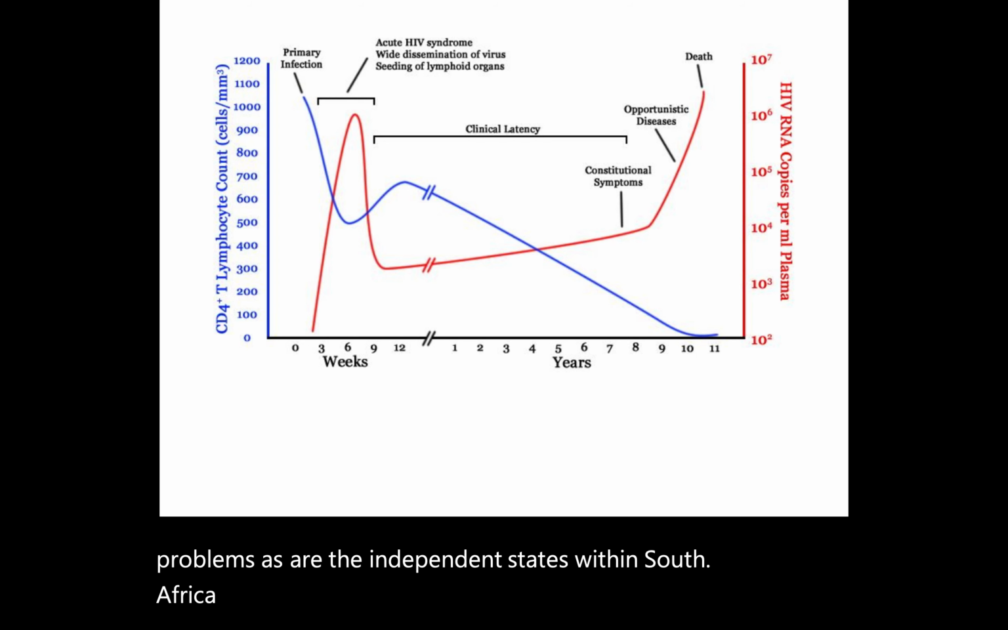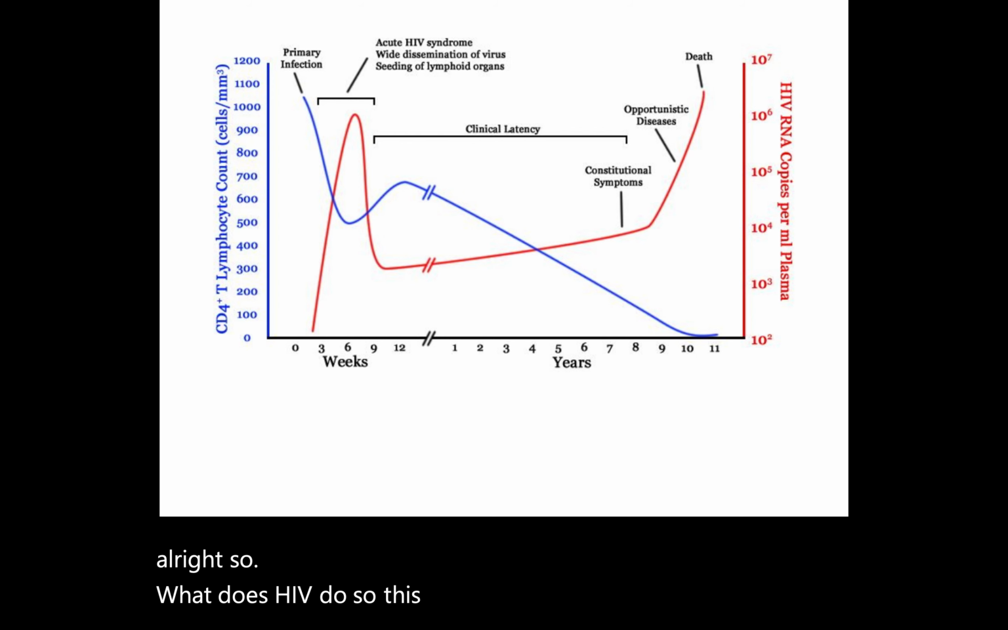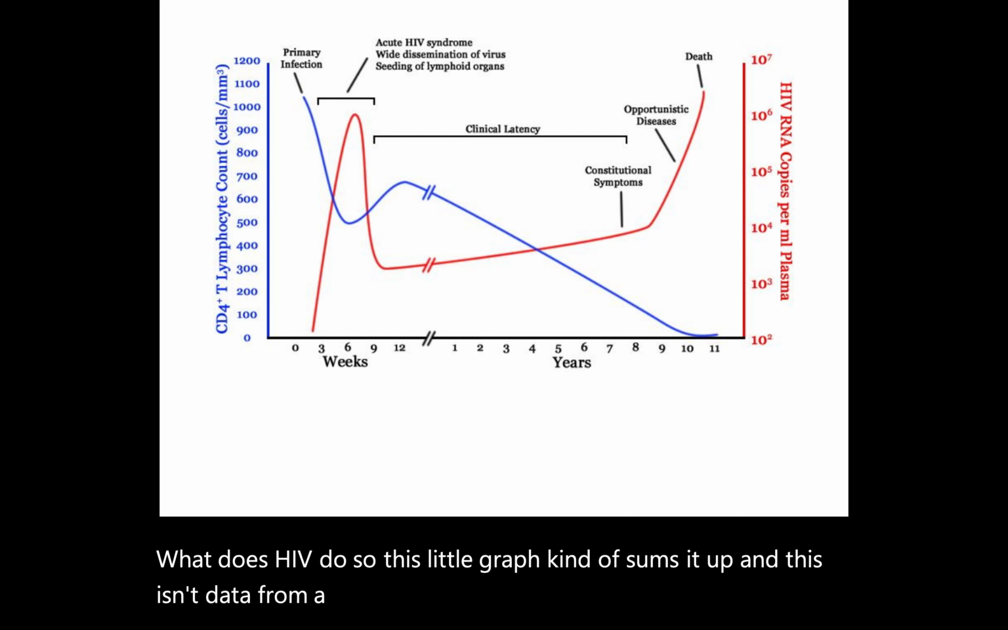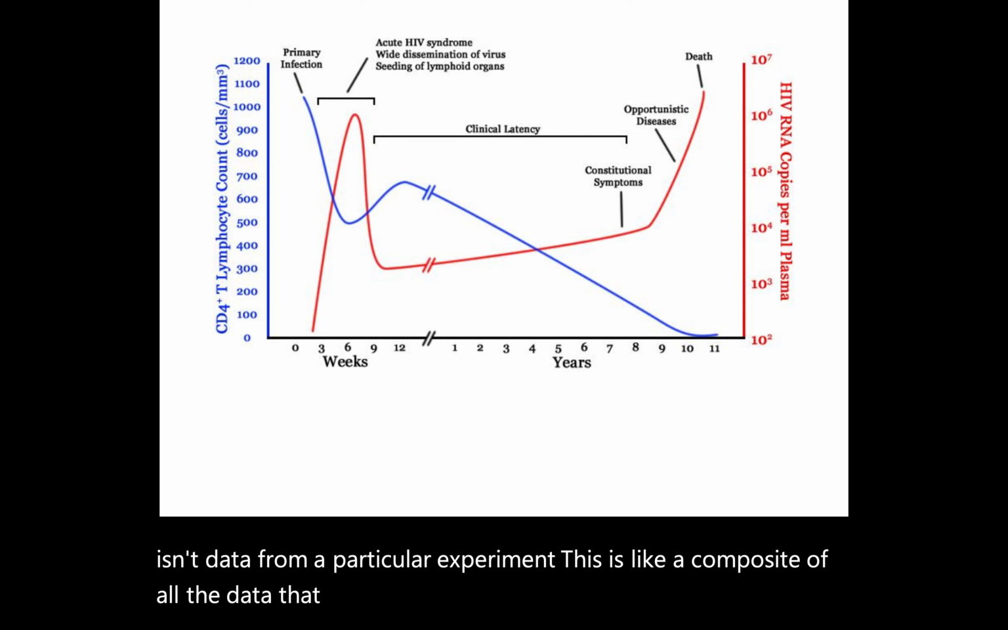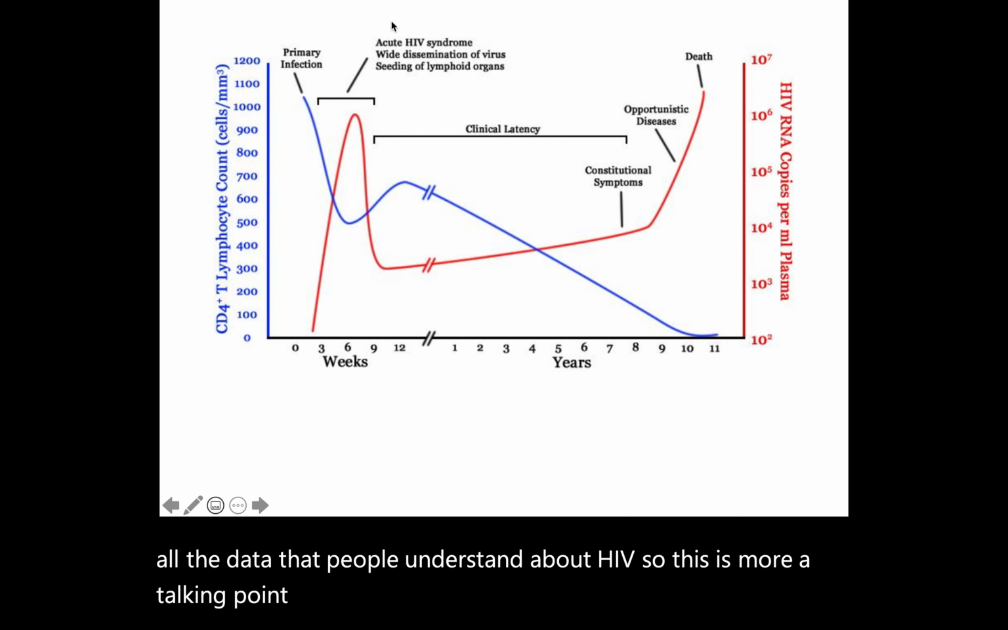All right, so what does HIV do? This little graph kind of sums it up. This isn't data from a particular experiment. This is a composite of all the data that people understand about HIV. So this is more of a talking point graph. In general, this is what happens.